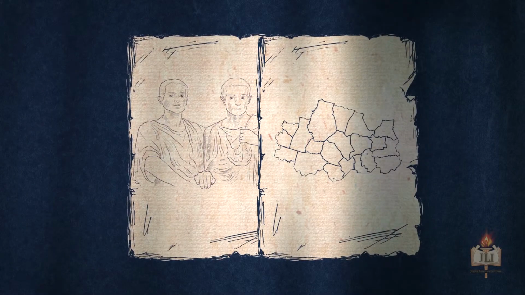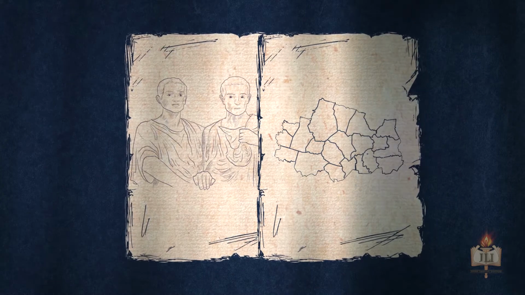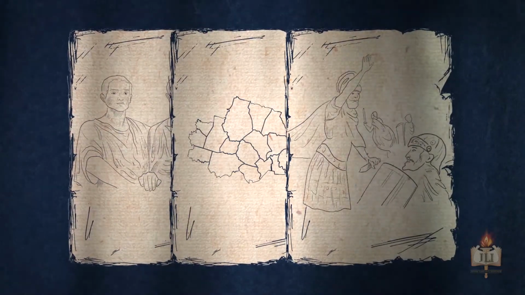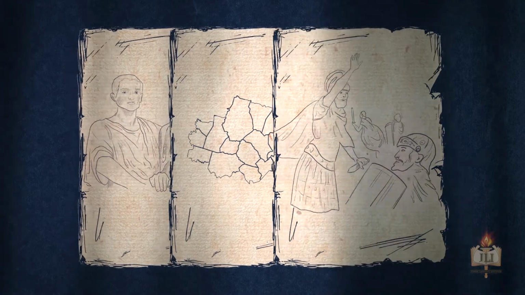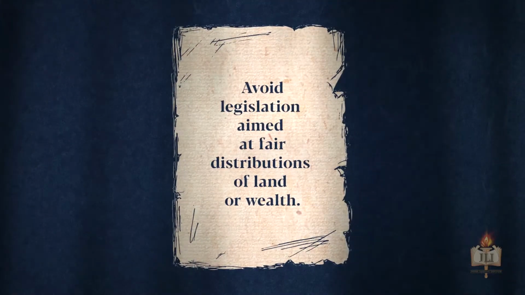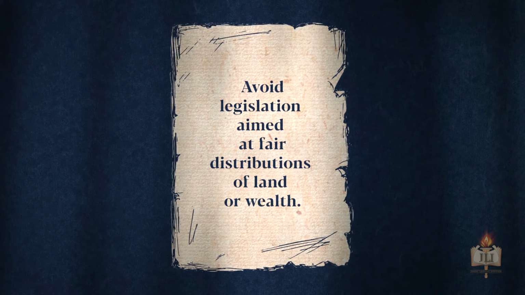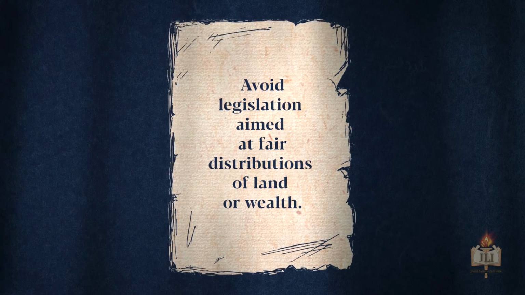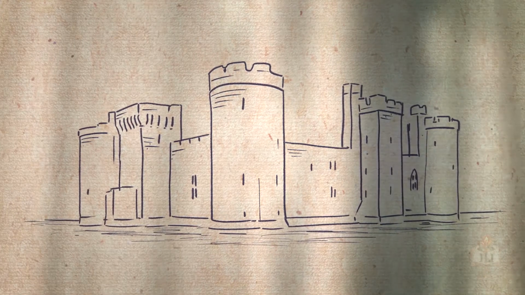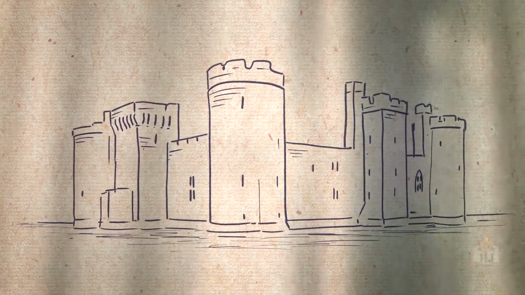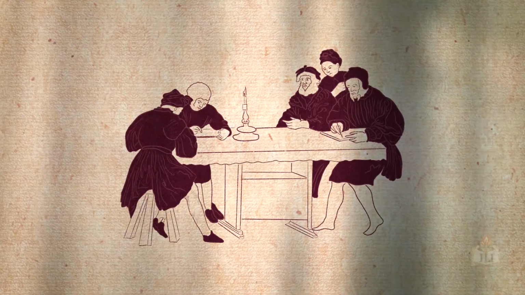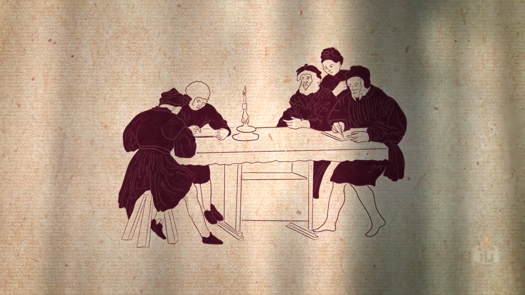The Gracchi plan to level the playing field at the expense of the nobility's powerful monopoly had invited destabilizing class warfare. And therefore, all future governments must avoid legislation aimed at fair distributions of land or wealth at all costs. This way of thinking became an orthodoxy in political theory for the next millennia and a half. But in the 17th century, perspectives began to shift.